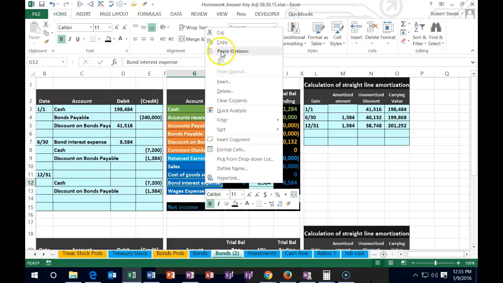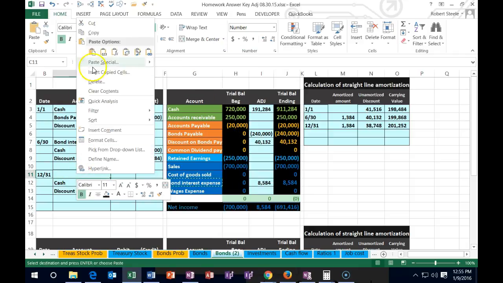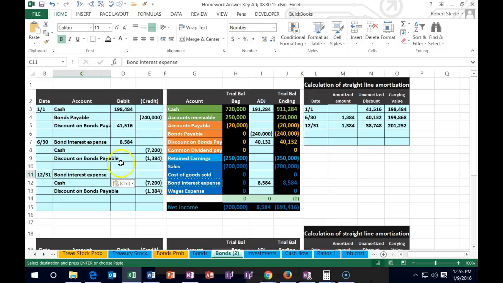So I'm going to copy the expense on the bond. We're going to put this over here in C14, right click and paste 1, 2, 3. And how much is going to go there? It's going to be the amount we paid plus the amount of the discount that we're amortizing. That's 8,584. And I'm going to do that with our plug formula.